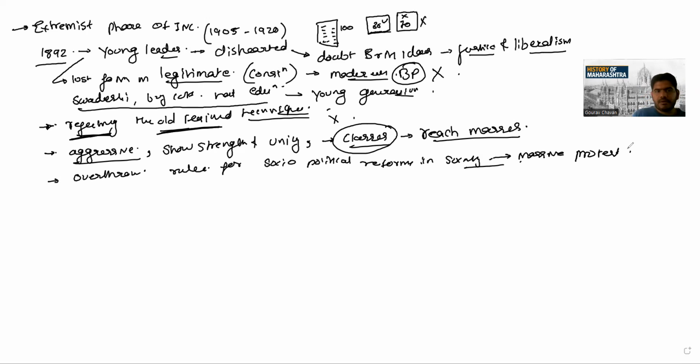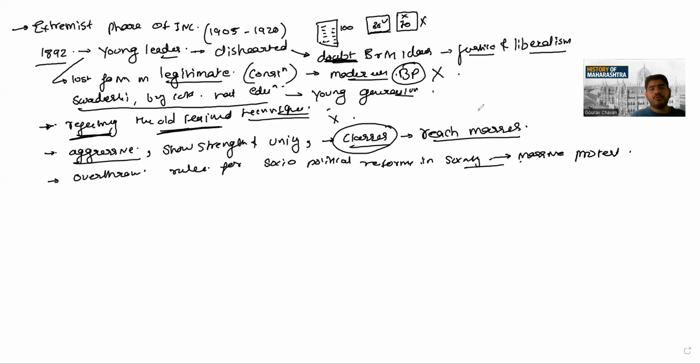Up till now, what we are seeing is that by 1892 the young leaders became disheartened by the rejecting attitude of the Britishers. So this raised a doubt about the British ideas of justice and liberalism. These people lost trust in legitimate means, that is the 3P strategy, and said now we should move towards a new thing: Swadeshi, boycott, national education. We should promote all these things. And they said we should reject the old-fashioned techniques, because if we go with that, we are going to achieve nothing.